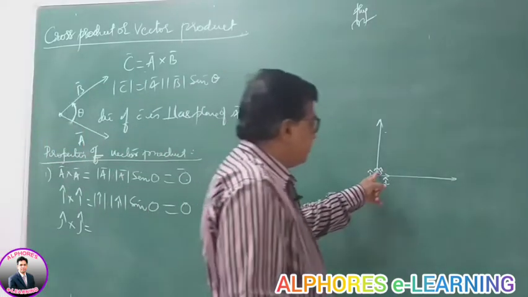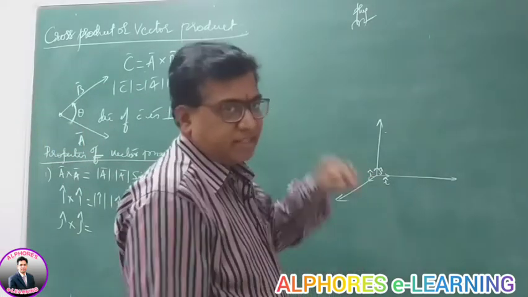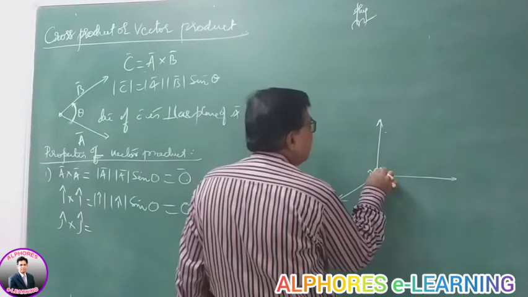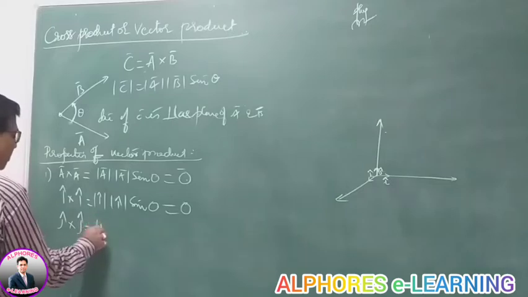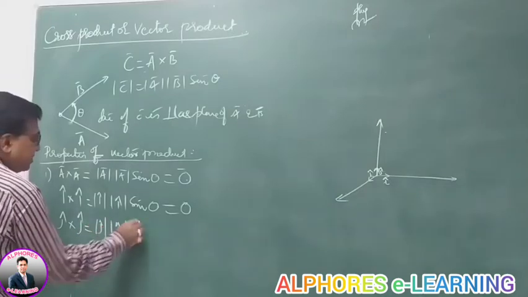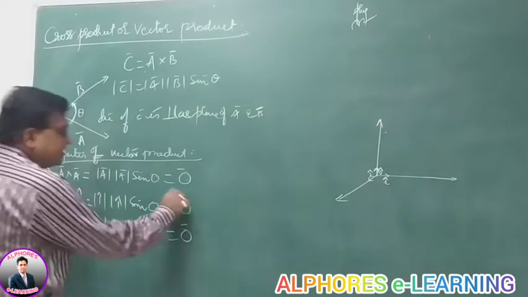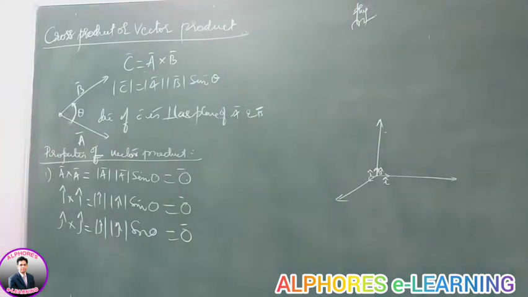Well, again, j is a unit vector along the y direction. So therefore, j again it is along y. So mod j, mod j, sine 0. Again it is 0. Well, k cross k.